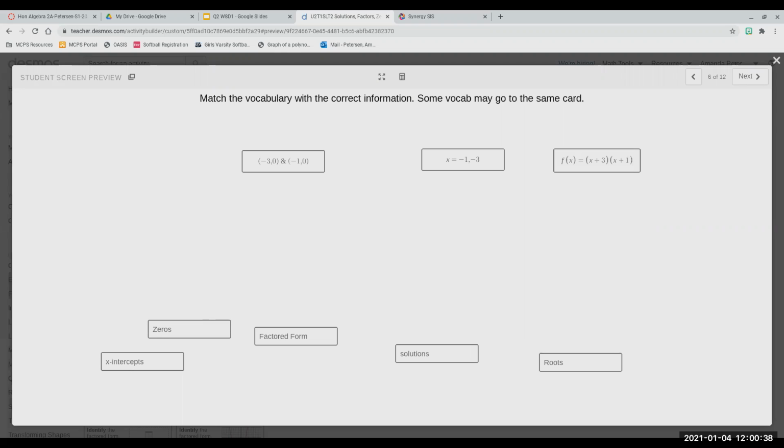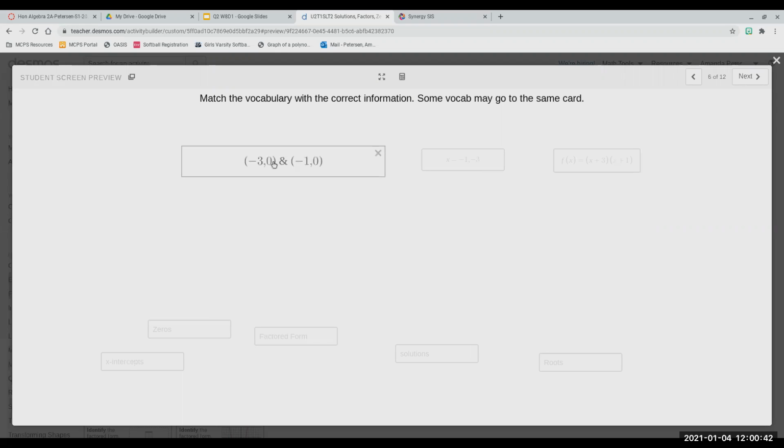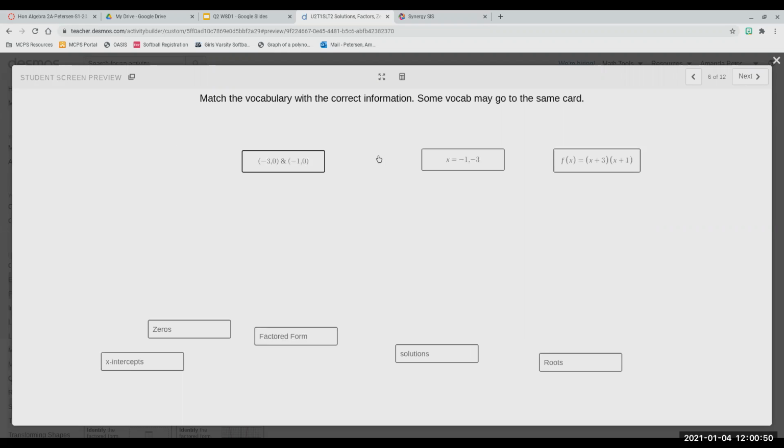All right, so if we look at the first one right here of -3, 0 and -1, 0. These are 2 ordered pairs. And what do we notice? We notice that the y value is 0, and like we looked at on this slide, that happens at my x-intercepts. So this set of points right here would be my x-intercepts for the function.